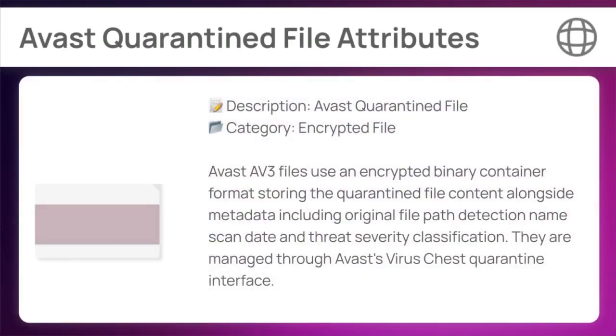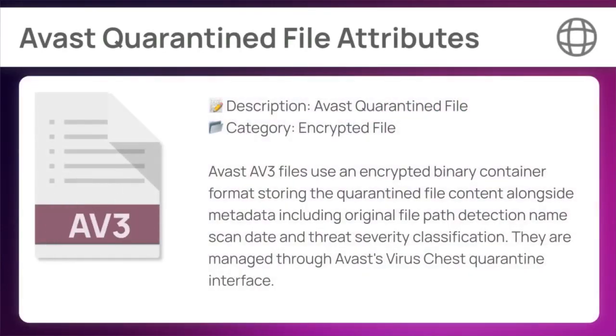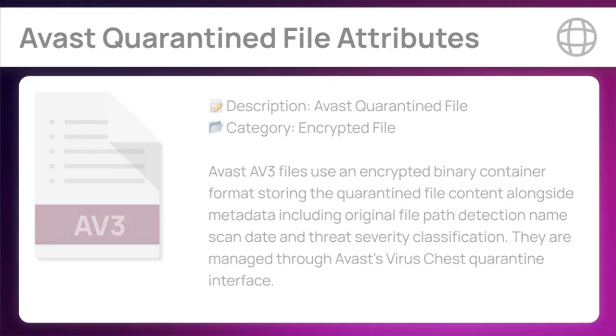Avast AV3 files use an encrypted binary container format, storing the quarantine file content alongside metadata, including original file path, detection name, scan date, and threat severity classification. They are managed through Avast's Virus Chest Quarantine interface.